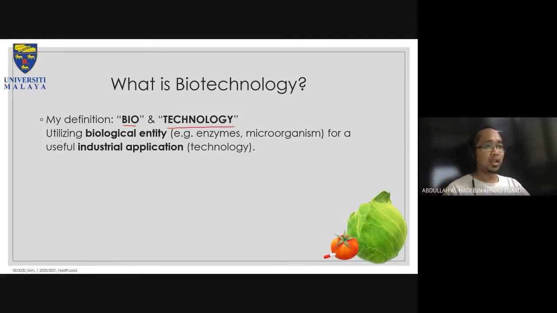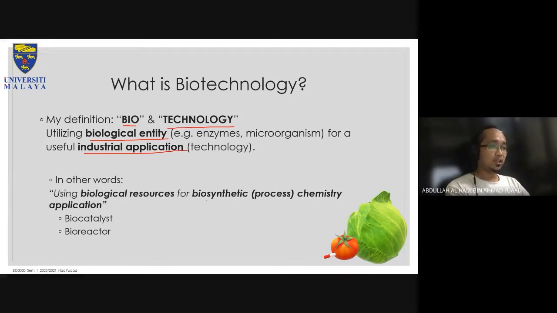So bio and technology. Bio is related to using biologics, so biological entities, enzymes, microorganisms, and so on and so forth. And technology is, towards the end of the day, you cater for industrial purposes. Technology is normally related to industry. So you have a computer, it's a technology. Industrial application of computers, well, we are doing it now. So using a biological form of something for industrial purposes. In other words, using biological resources or biosynthetic processes for chemistry application. But again, this is my definition because my background is in biotechnology. For you guys, it will be catered more towards these two things: biocatalysis and bioreactor. So that is the principle of biotechnology for you guys.